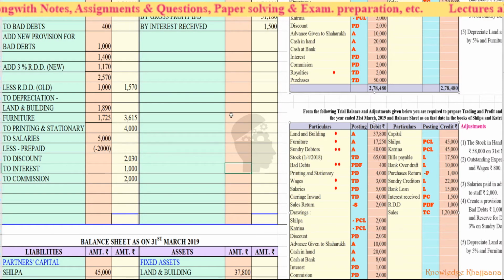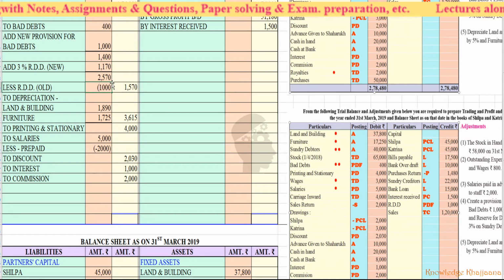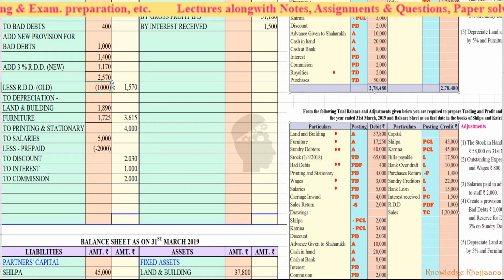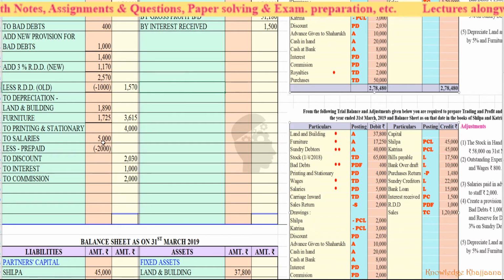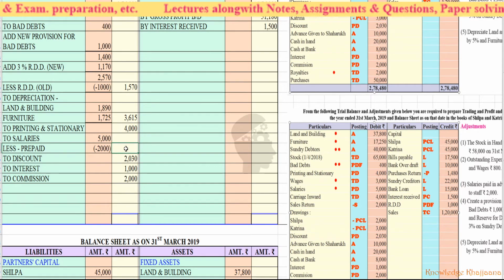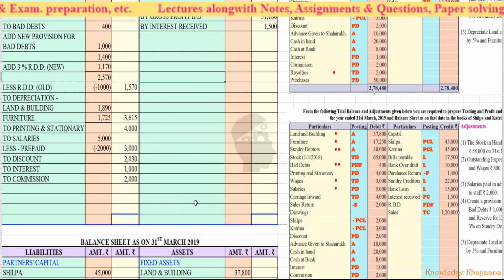It is 51,108. Now let's check whether we haven't taken anything to the outer side. Bad debts we have calculated, then depreciation we have taken. This is added and this old is deducted. Similarly salaries prepaid will come to the outer column, and we have posted everything. Then we come to know that the total of the credit side is bigger than the total of the amounts of the debit side.